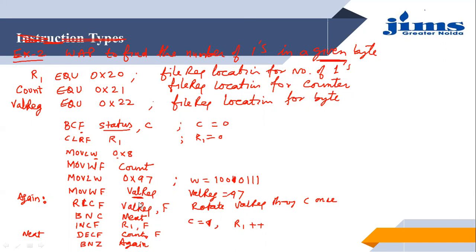Now we rotate left through the carry. So we will rotate this number, and the MSB 1 will come into the C register. Then branch if no carry: if there was no carry, then you branch to the next, and if there was a carry, as in this case, R1 will be incremented. Then decrement the count and branch if not 0 to again. So that's all in this video.